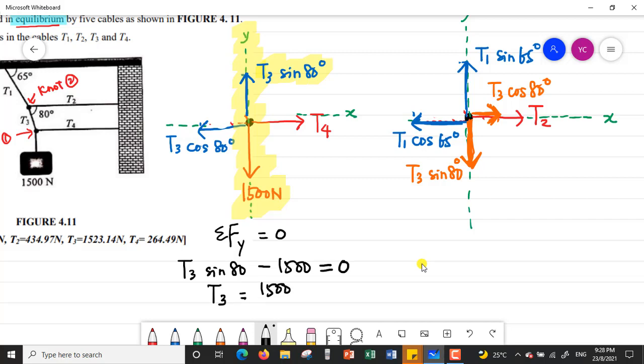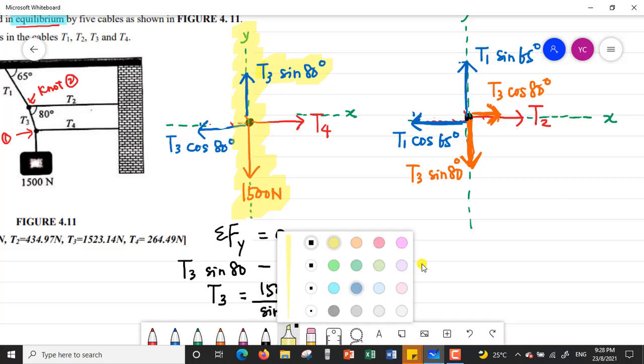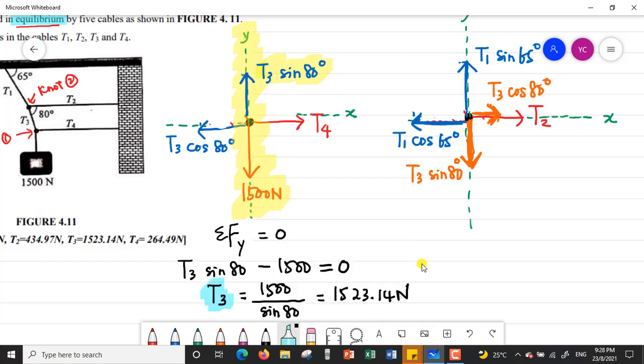1500 pindah sini jadi positif, divide by sin 80. So tekan calculator, you will get around 1523.14 Newton. Yes, we have solved for the first question. Our T3 is this value. Okay, then we already get our T3.